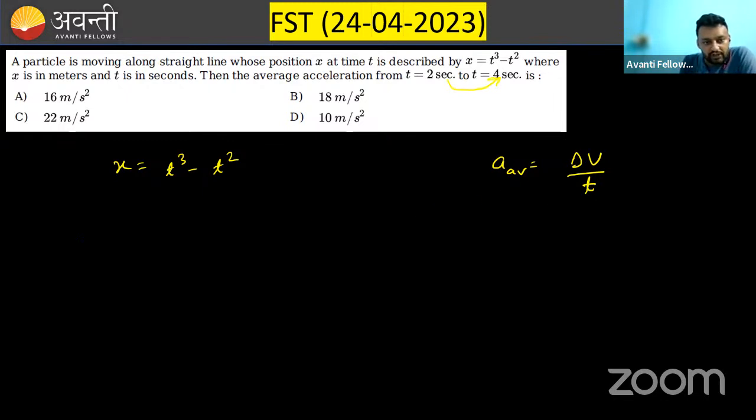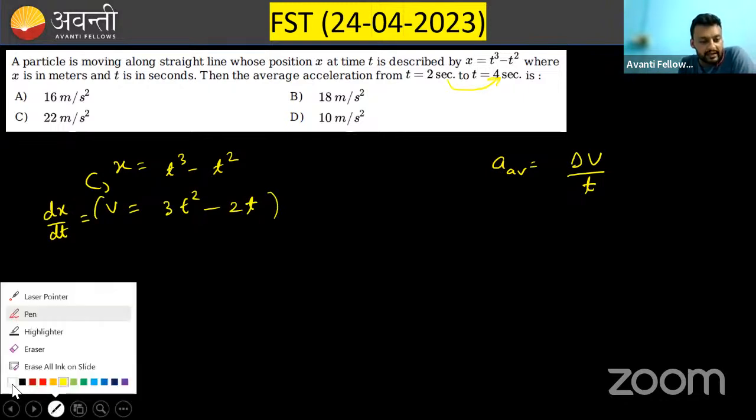So for the calculation of change in velocity, if I differentiate, velocity will become 3t square minus 2t. Is it clear? Velocity is dx over dt. Dx over dt is velocity, and if you differentiate the position, it will become 3t square minus 2t. Now this is the velocity.